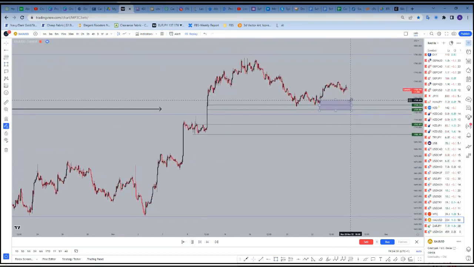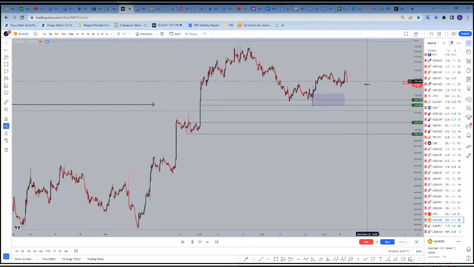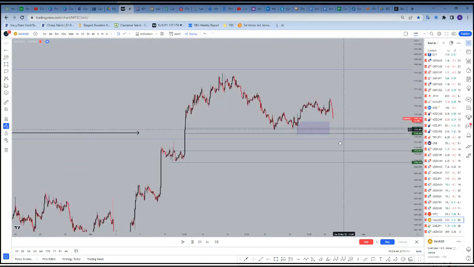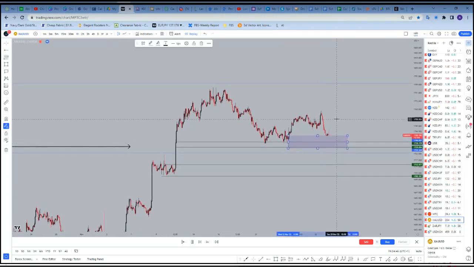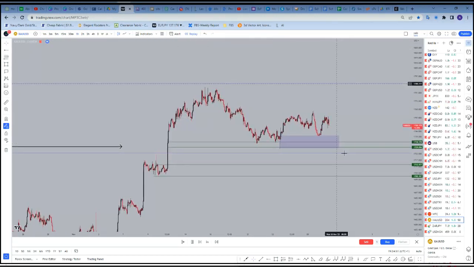So this happens to be our other block. Let's see if price returns to it. Beautiful. Price returns to it, then continues its rampage upwards.